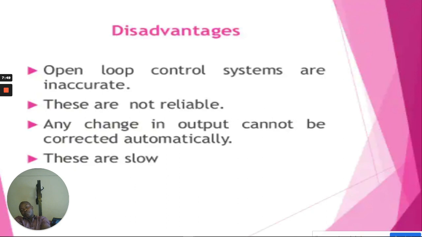Disadvantages of an open loop control system: number one, outrightly they are very inaccurate. That's number one. They are not reliable. They can lead to wastage of resources, whereby, for example, a hand dryer drying hands that are already dry is wasting resources. Then another disadvantage is that any change in output cannot be corrected automatically. That is due to the absence of feedback. So it means that whatever the output is, the machine will keep on doing the same actions without really determining whether whatever it's doing is really achieving the desired results.